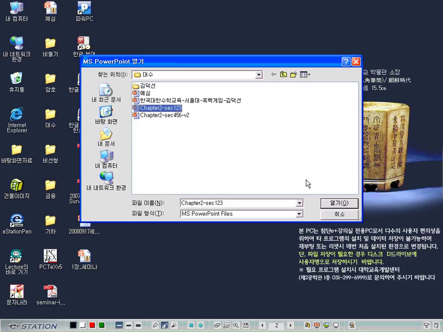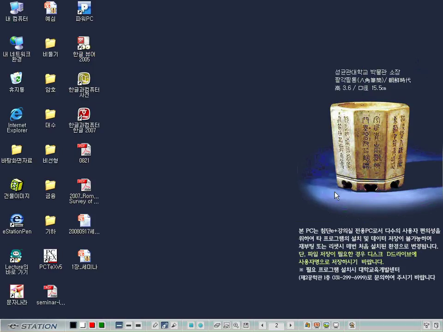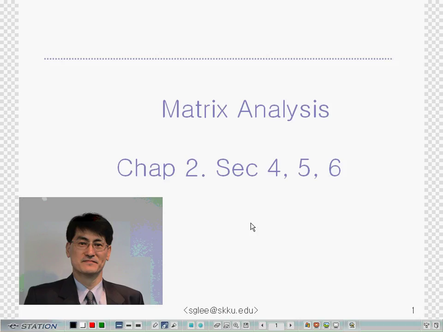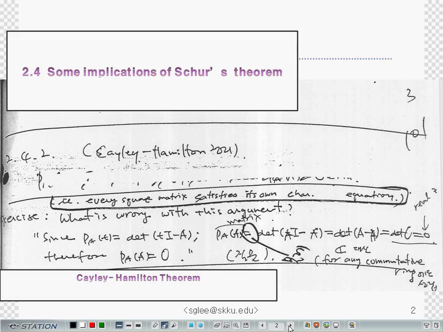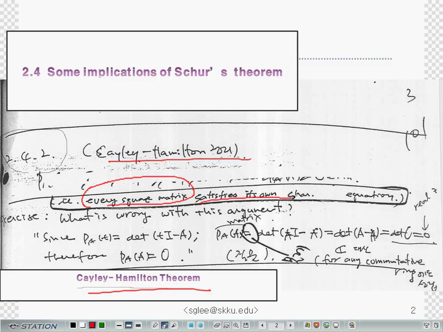Okay. Now we start section 2.4 and 5. Section 2.4 is about some implications of Schur's theorem, applications, and others. The first one is about the Cayley-Hamilton theorem. The Cayley-Hamilton theorem says every square matrix satisfies its own characteristic equation.